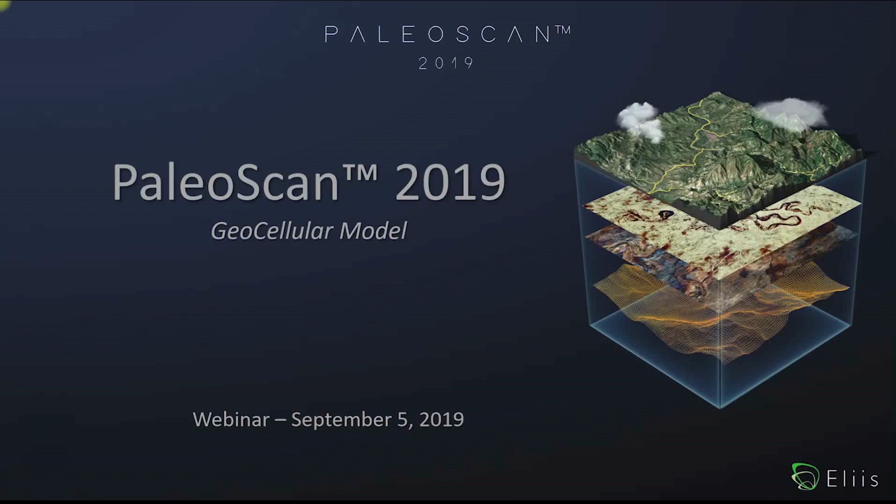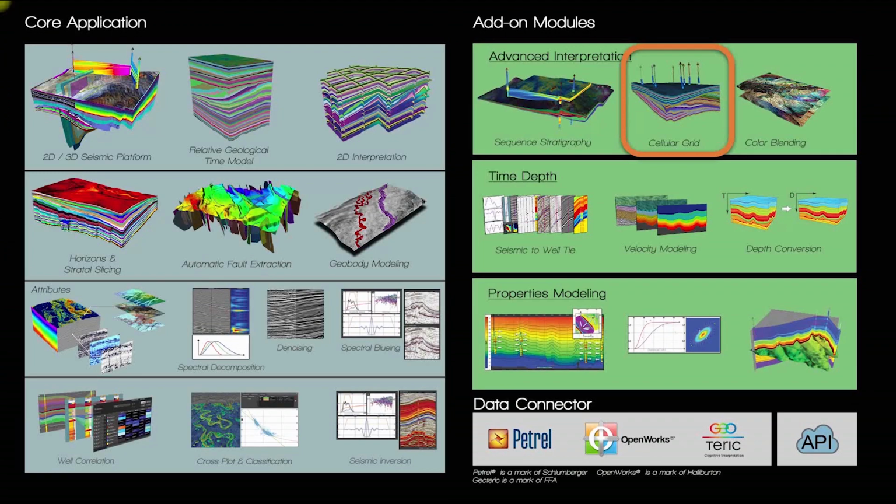I'm a geologist at ELIS, and I'm going to introduce you today to one of the new features of PaleoScan 2019, which is for today the GeoCellular model, or the GeoCellularGrid. So let's get started. The GeoCellularGrid in PaleoScan 2019 is a part of the add-on module, the Advanced Interpretation. So it's following the tool of the sequence stratigraphy. And so the GeoCellularGrid is built from the sequence stratigraphy. So you'll have to activate your Advanced Interpretation extension in PaleoScan.